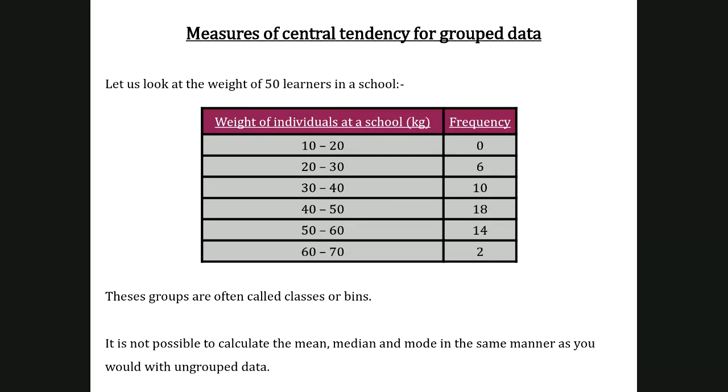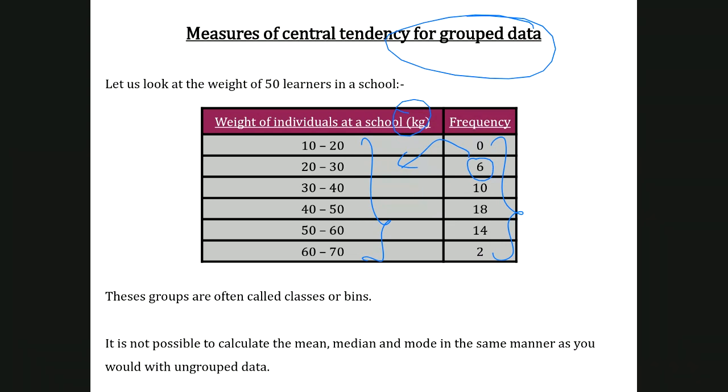And remember I said to you that this is what grouped data looks like, where you have intervals and then you have frequencies, which tell you the number of occurrences. Basically it tells you, for instance, the number 6 says to you there are 6 values that fall between 20 and 30. In this case, it's kgs. So here this says we're looking at the weight of 50 learners in a school. So they've given you the weight in kgs.